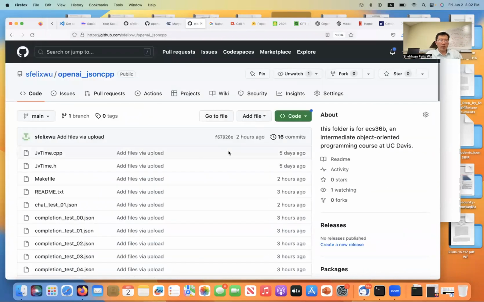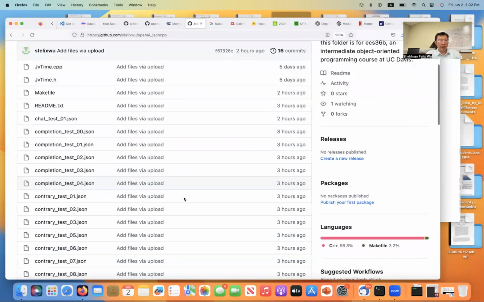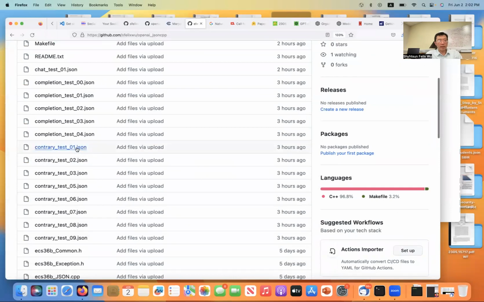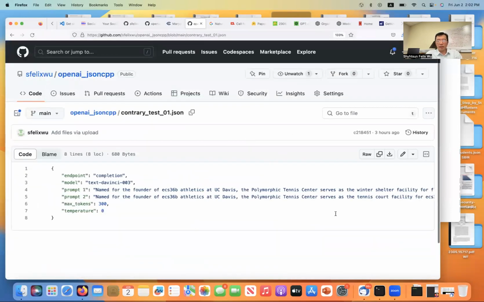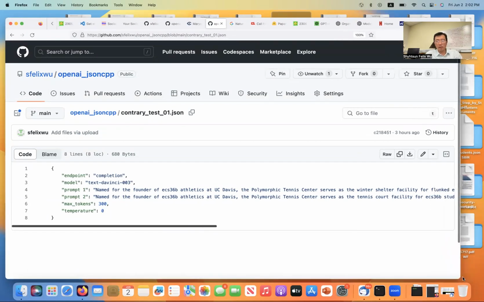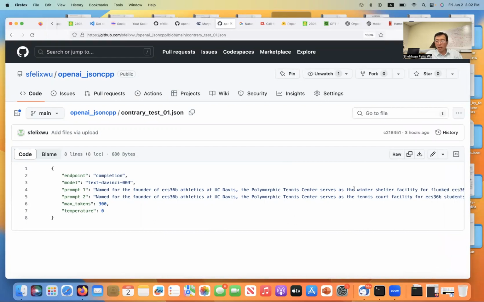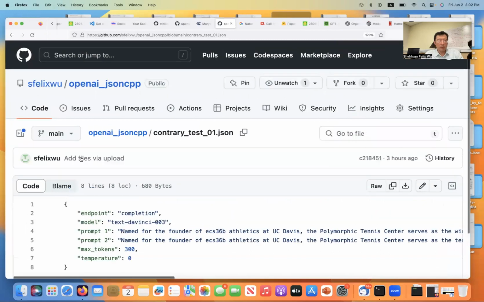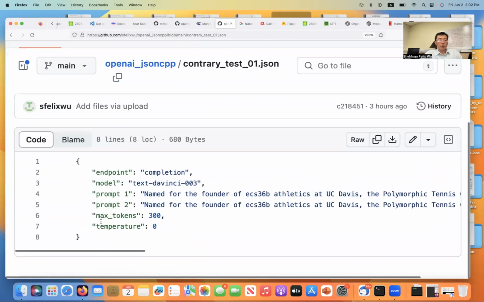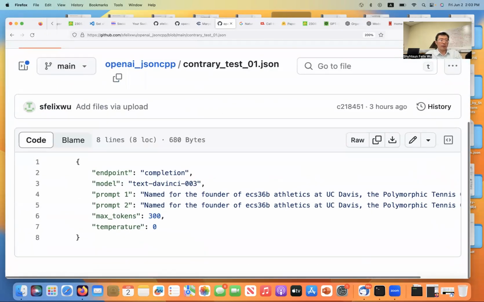So what is a contrary? It looks like this one. I wonder if you can see this. Anybody want to see this? Or if you don't want to see it, it's fine. So if you look at this, let me make it a little bit bigger. So this is called a contrary test one.